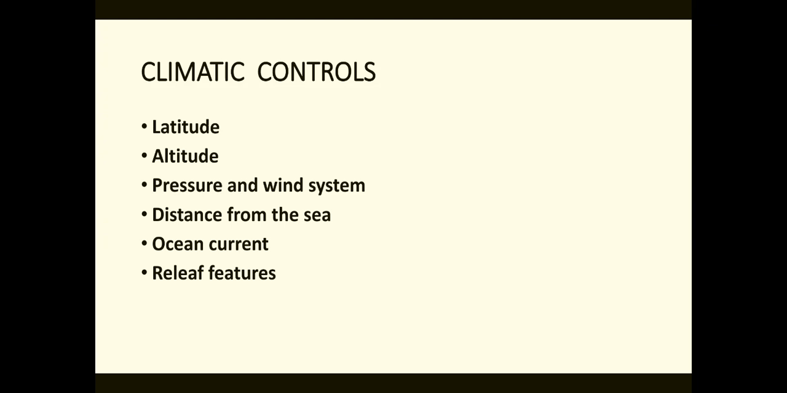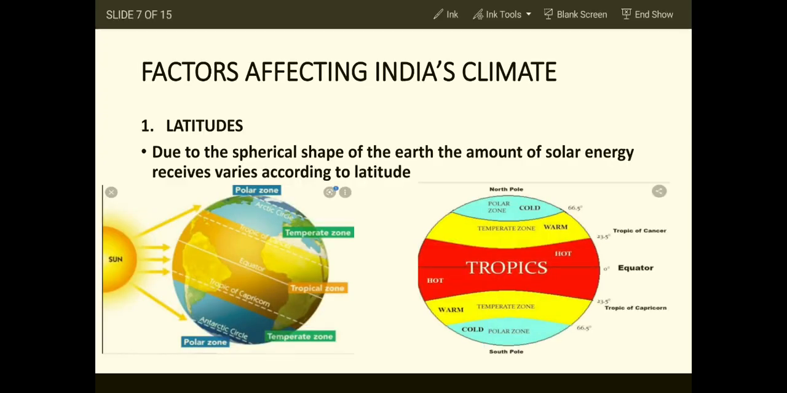In our last class, we talked about weather and climate, and also about various factors affecting the climate of a place. Those factors include latitude, altitude, pressure and wind systems, distance from the sea, and so on. So today we will continue with the factors affecting India's climate.